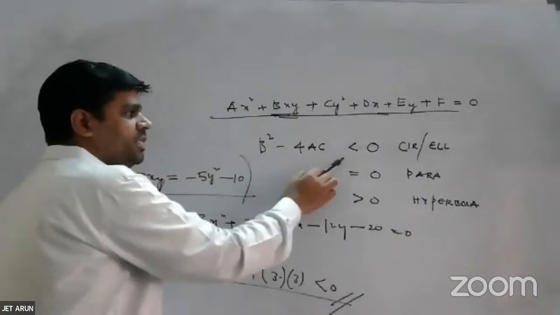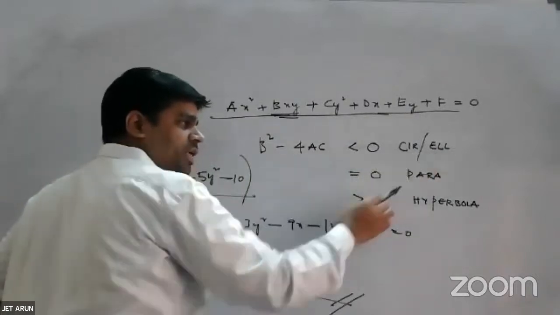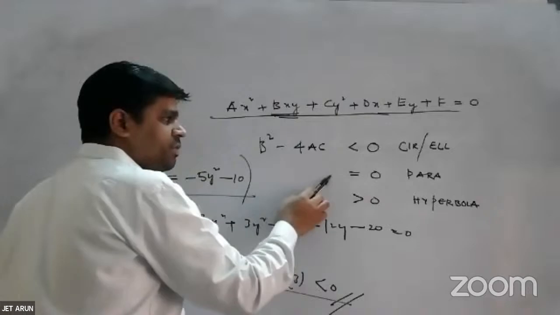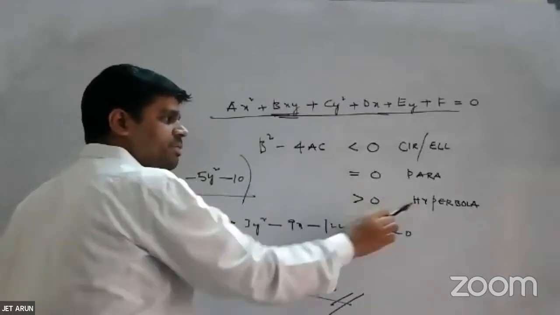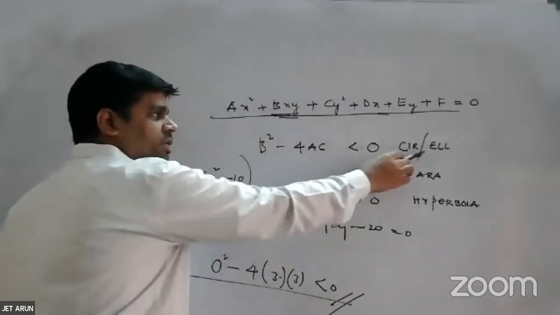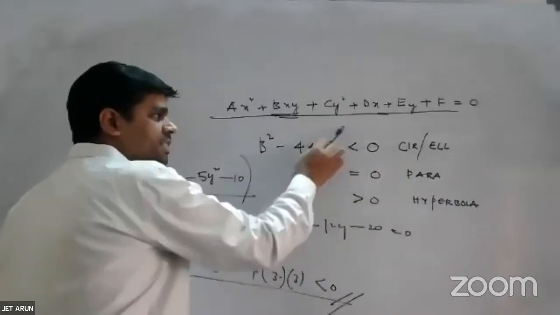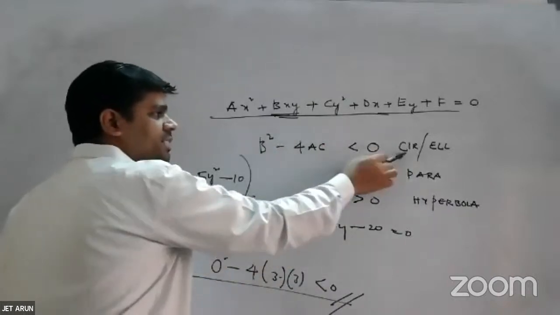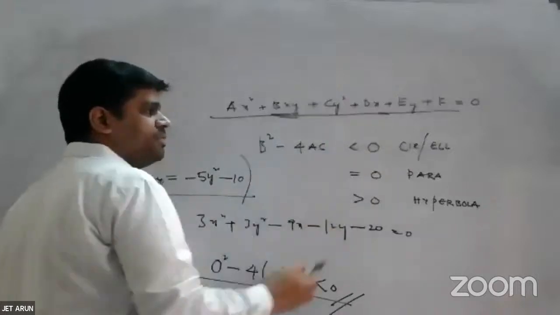B square minus 4AC less than 0: either it's a circle or an ellipse. If it is equal to 0, it's a parabola. If it's greater than 0, it's a hyperbola. In the circle or ellipse case you have two options. If it is negative and A equals C, it's a circle. If A is not equal to C, it's an ellipse.